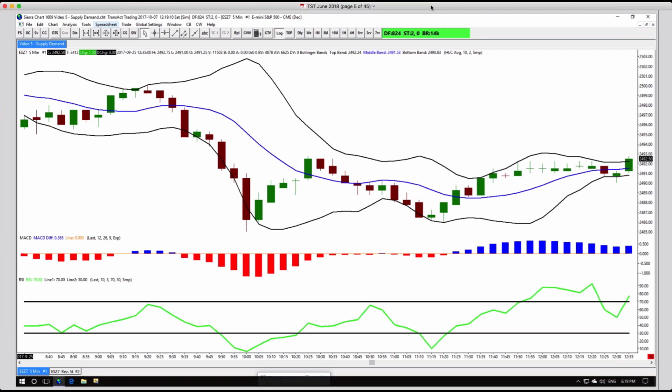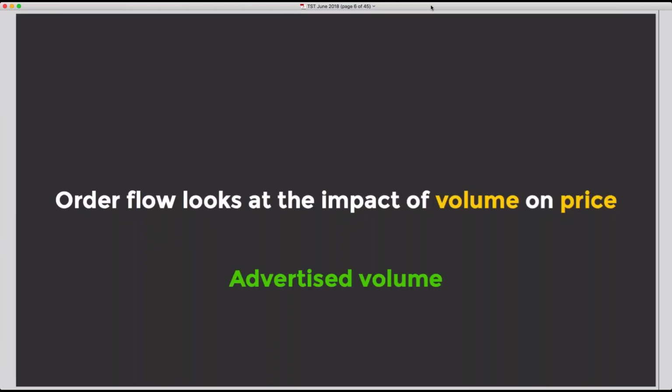And this is where order flow comes in. So if we're going to define it, order flow looks at the impact of volume on price. Let me say that again. It's a really important concept. It looks at the impact of volume on price, because price moves because of volume.